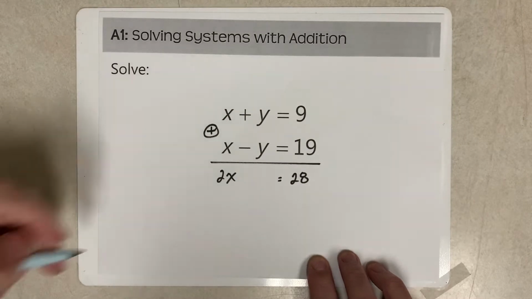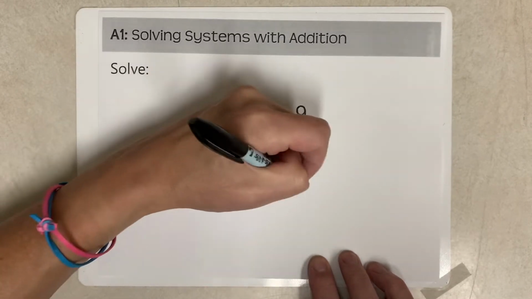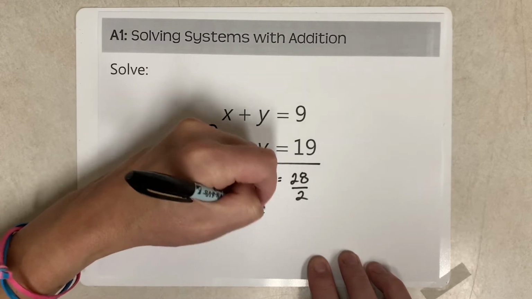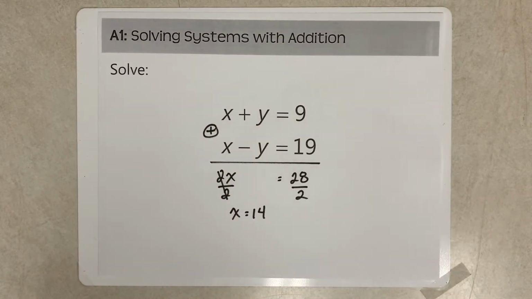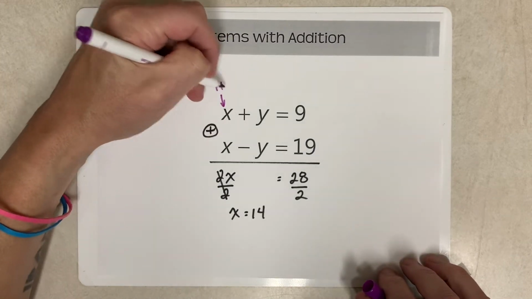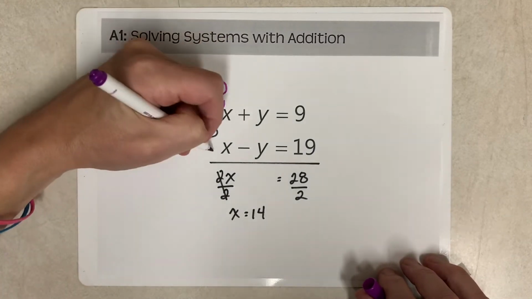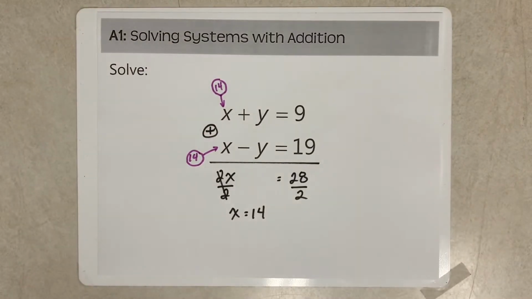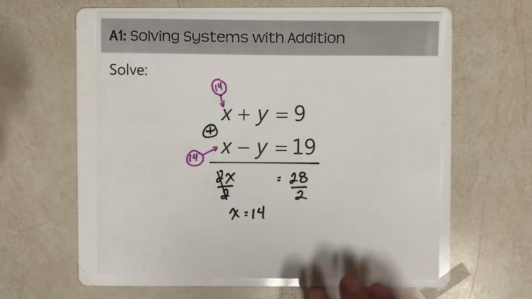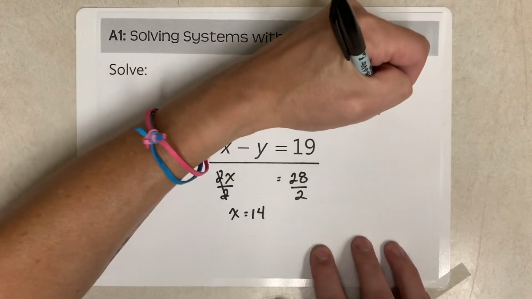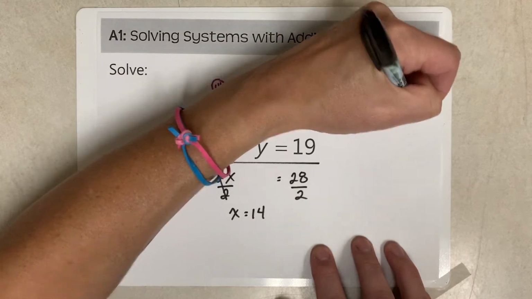Okay, again, we need to divide by 2 to get x. And x is going to be equal to 14. So now we know that x is 14. So we could plug in that 14 either here or here, whichever one you want to do. I'm going to plug it in the top one. So 14 plus y is equal to 9.